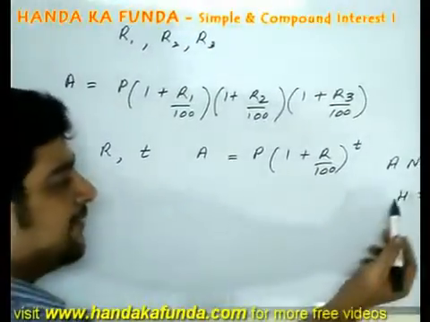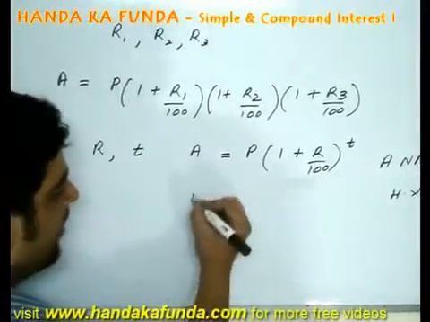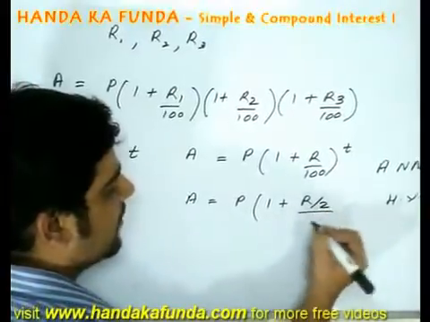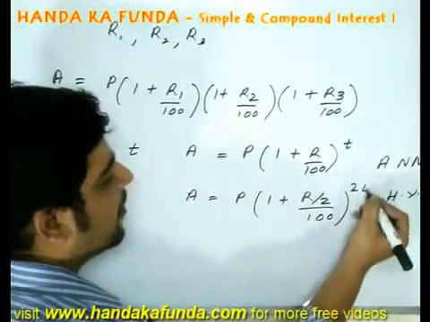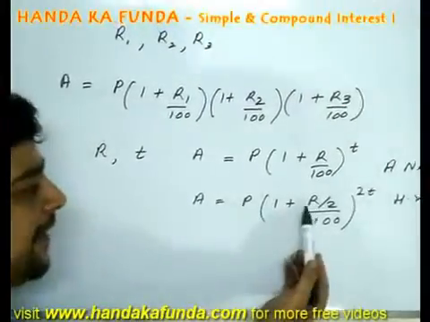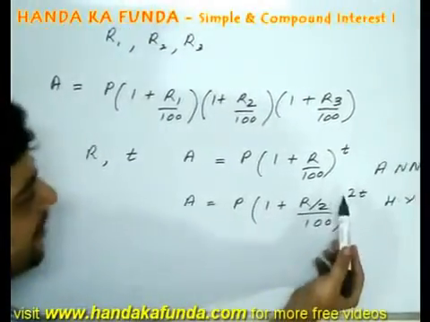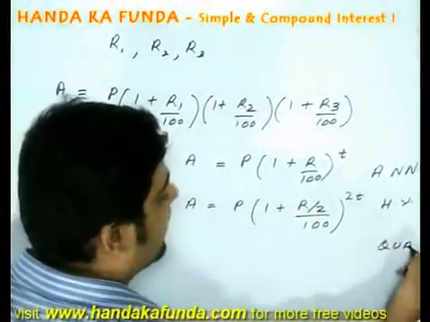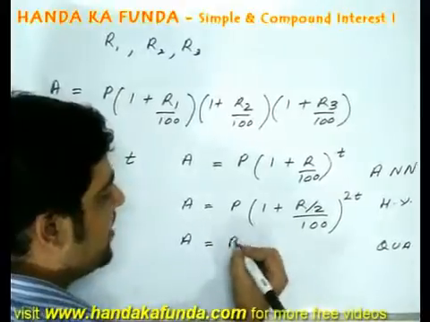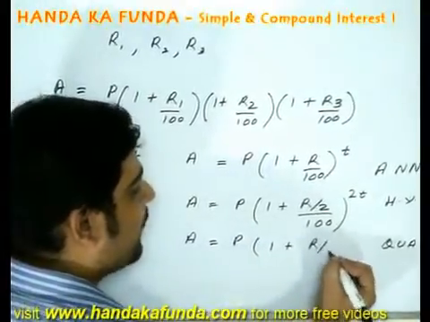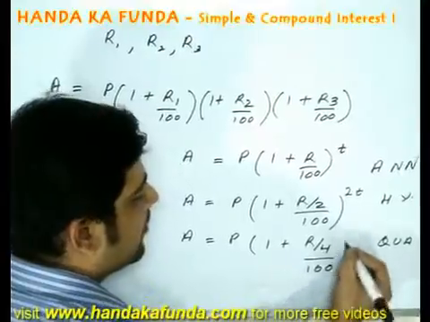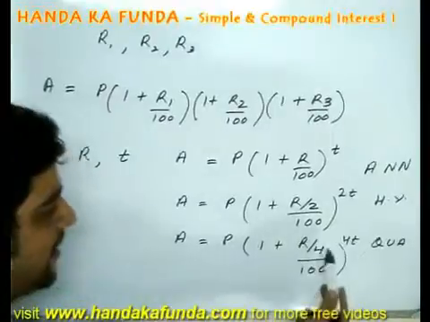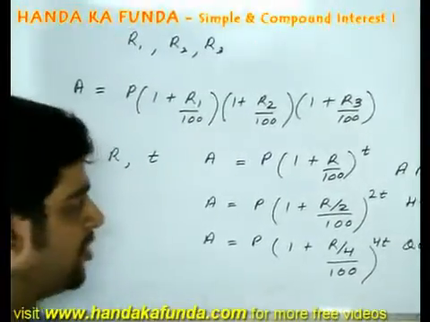What will happen if it is compounded half yearly? My amount will become P into (1 plus R by 2 divided by 100) to the power of 2T. What I have done is the effective rate becomes half of the original, the time period becomes double of the original. What if it is compounded quarterly? The amount will become P into (1 plus R by 4 by 100) to the power 4T. Here effective rate of interest has become 1/4 and the time period has become 4 times the original.